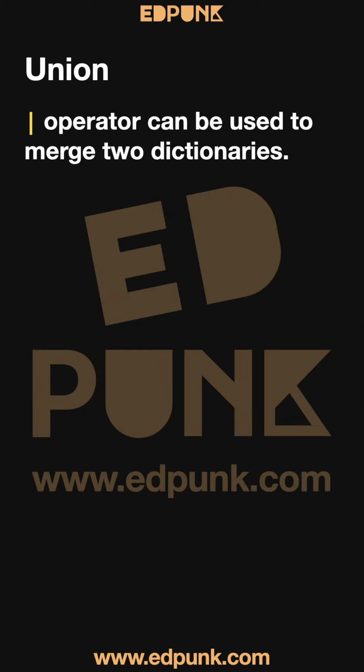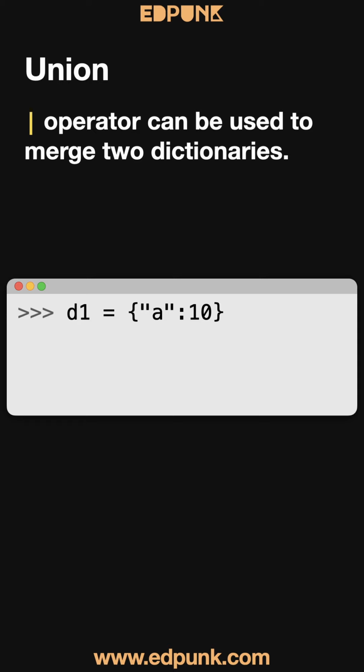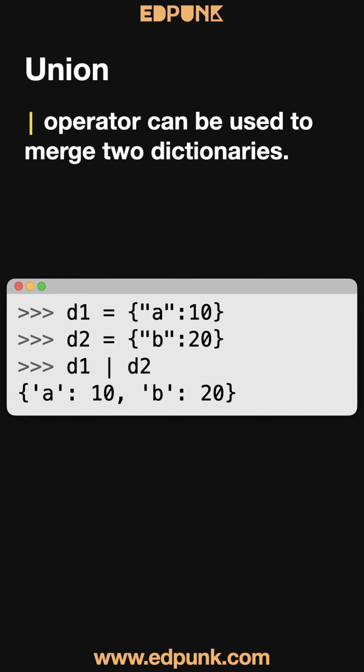Moving on to the next operation. The union operator can be used to merge two dictionaries. For example, let us take a dictionary D1 containing key value pair string A is to 10 and let us take another dictionary D2 containing key value pair string B is to 20. Now execute D1 union D2. The result returned is a dictionary containing key value pairs string A is to 10 and string B is to 20. You can observe how both the dictionaries are merged to create a new dictionary.